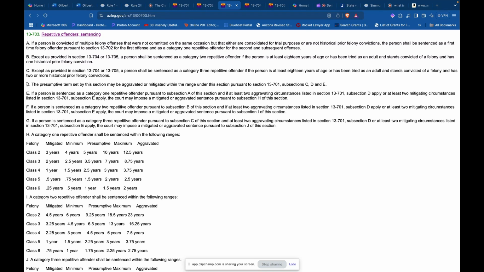For 703, again, you have your guideline for what your numbers should be based on mitigation and aggravation. The presumptive term set by this section may be aggravated or mitigated within the range under the section pursuant to 13-702 or 13-703. So this right here is giving you your baseline number, what the judge should be deciding your sentence from. And if they found aggravation or mitigation, then it could start at as low as that number.